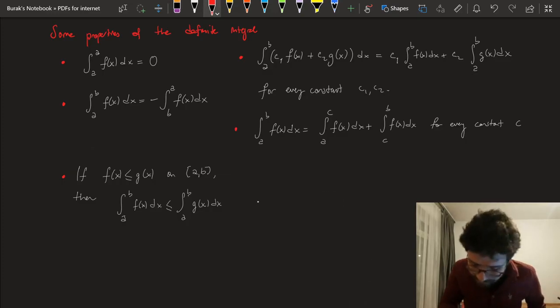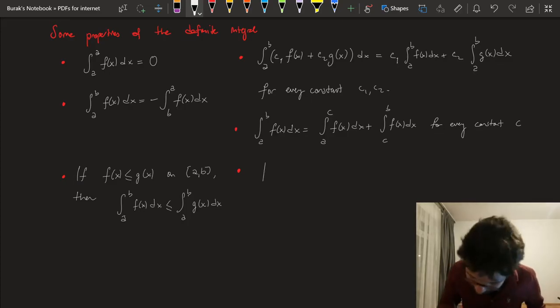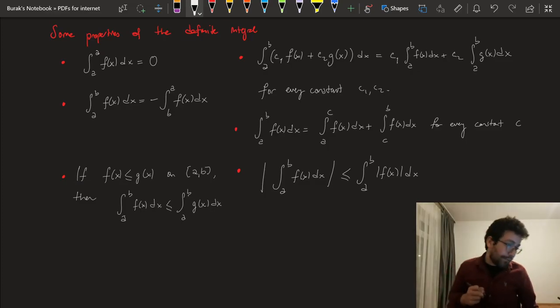And finally, I have the triangle inequality for integrals, which tells you that the absolute value of the integral of f over AB is less than or equal to the integral of the absolute value of f over AB. Okay?